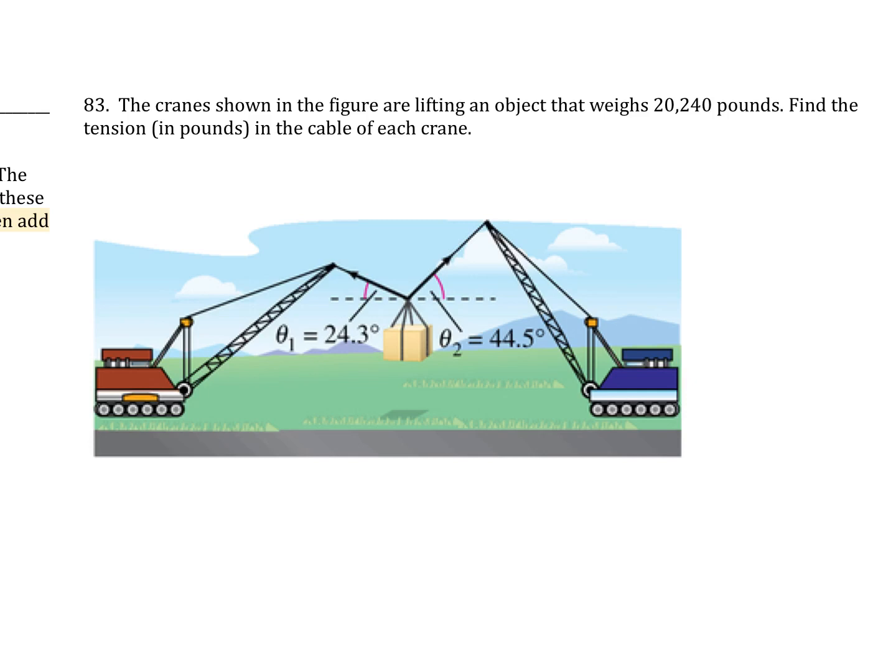Here's homework help for number 83 in 6.3. The crane shown in the figure are lifting an object that weighs 20,240 pounds. Find the tension in pounds in the cable of each crane.